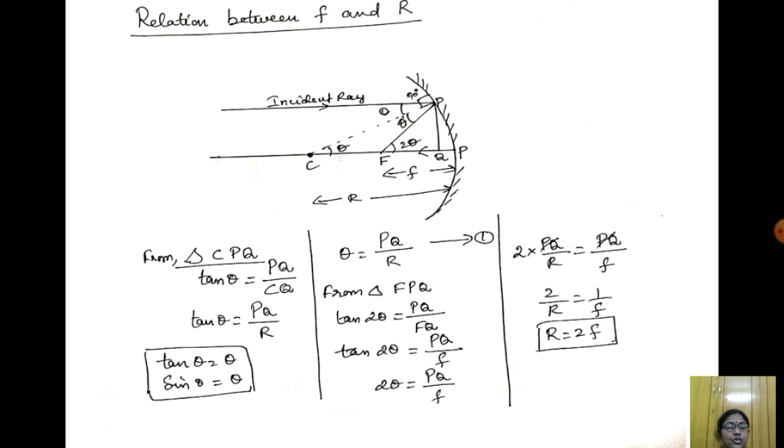After substitution, PQ gets cancelled and we get the relation 2 by R equal to 1 by f. That is, R equals twice the focal length. So the radius of curvature is equal to twice the focal length.